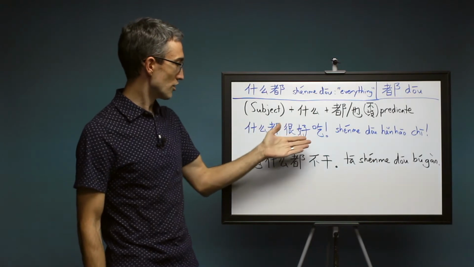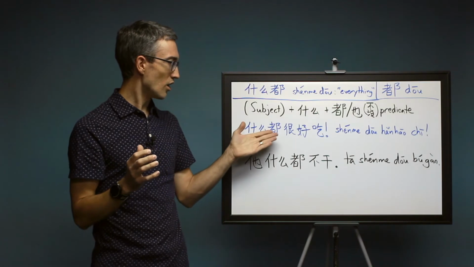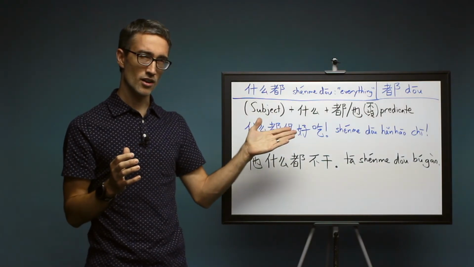什么都很好吃. So when you think about this in English, it's like, what all delicious? What all delicious?